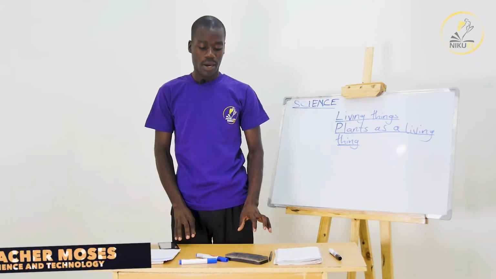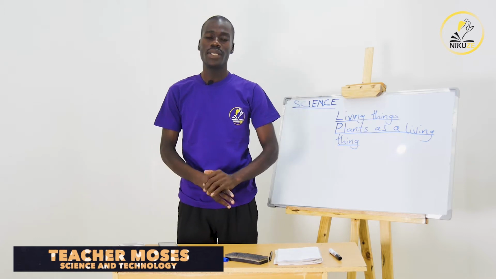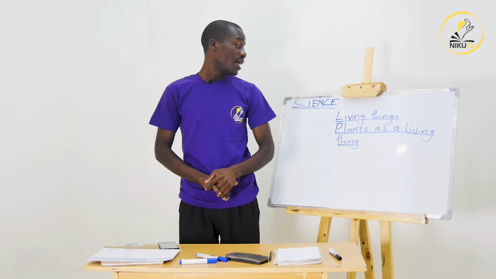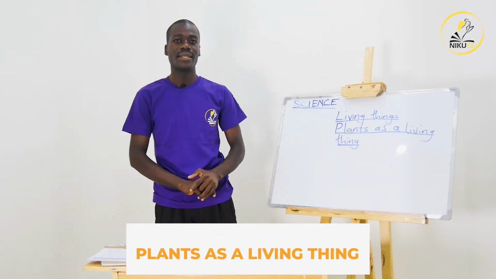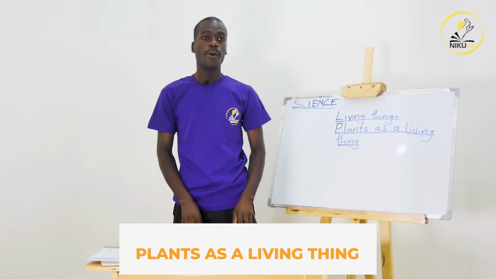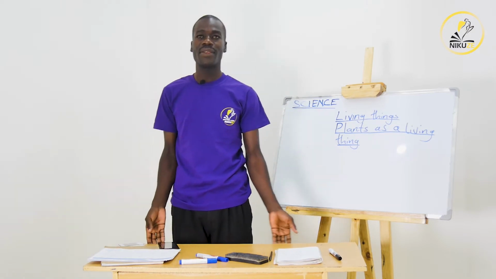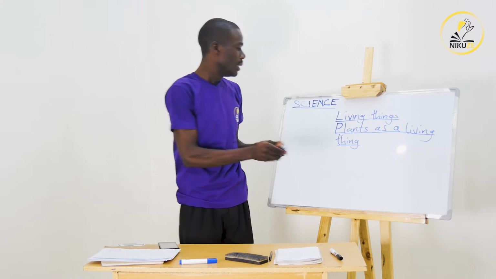Hi, welcome to our second lesson on living things that we talked about under subtopic plants as a living thing. Before we go directly to the subtopic, let us preview what we learned about last time. We said that living things are things that have life within them, and we gave examples. So a plant is one of the examples of a living thing. In this case, we are going to look at characteristics of plants.